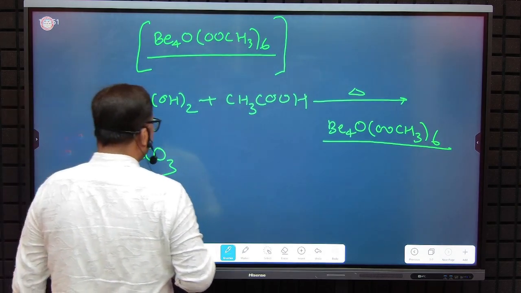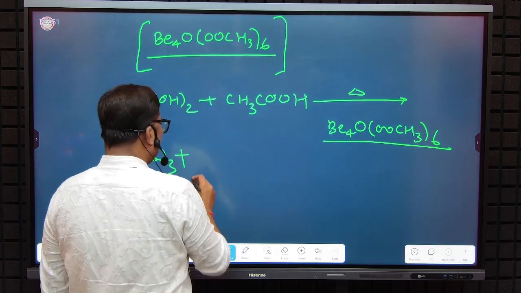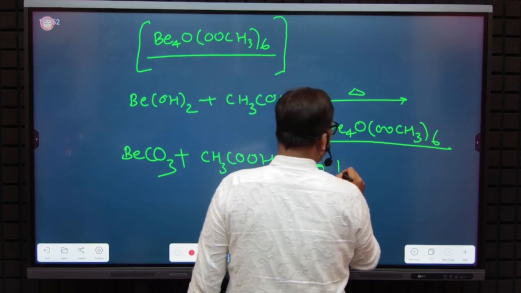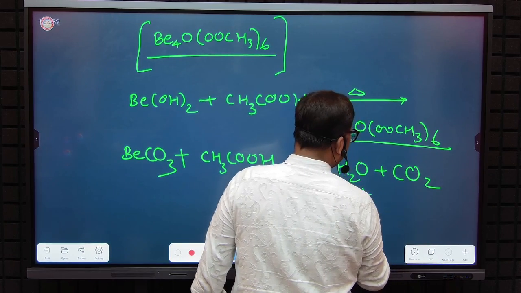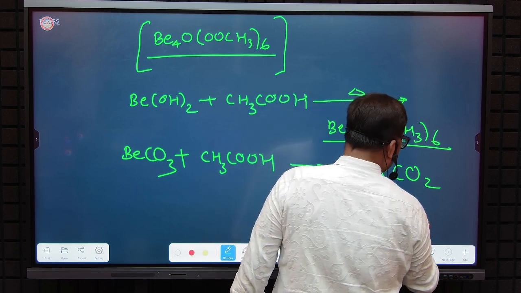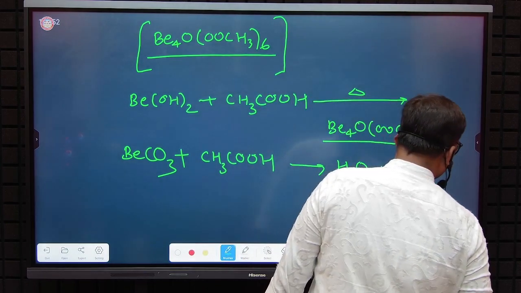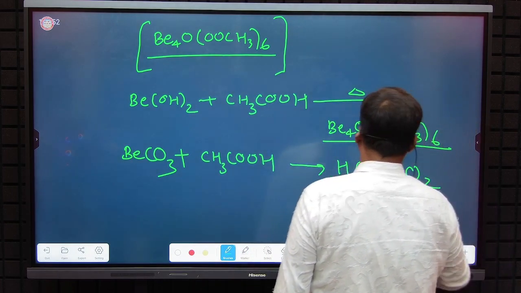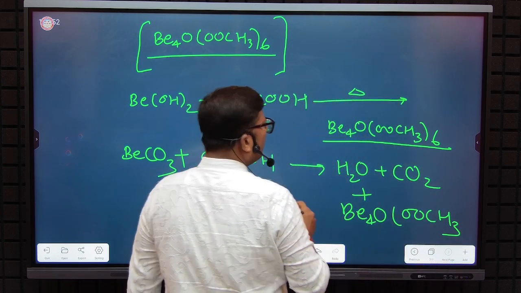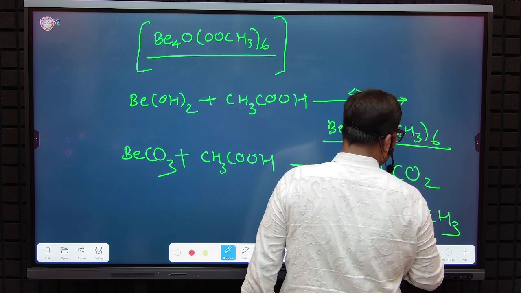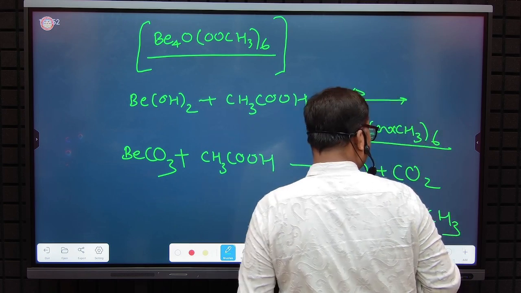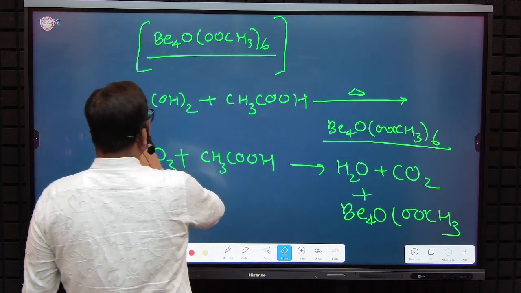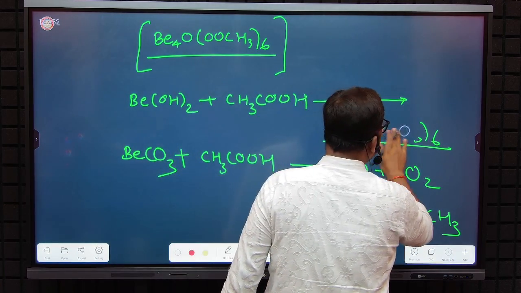Or you can simply say, once beryllium carbonate reacts with acetic acid, CH3COOH, and this is heated, then it forms H2O plus CO2 plus Be4O(OOCH3)6, right? Actually, the structure is looking wrong here, so in this case the structure is like that.